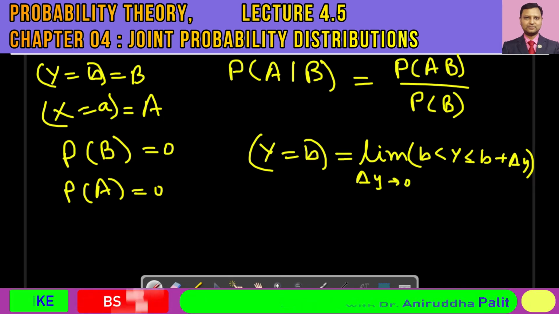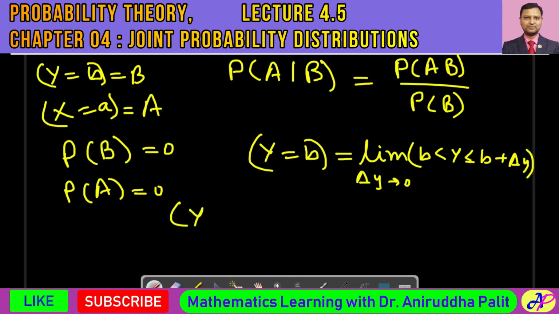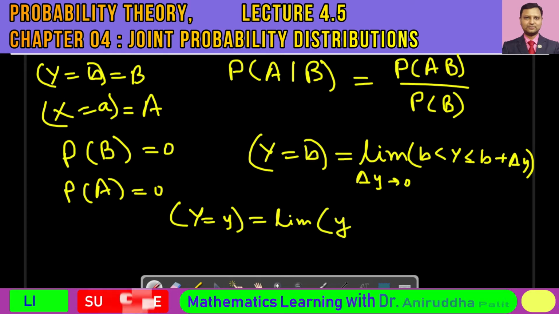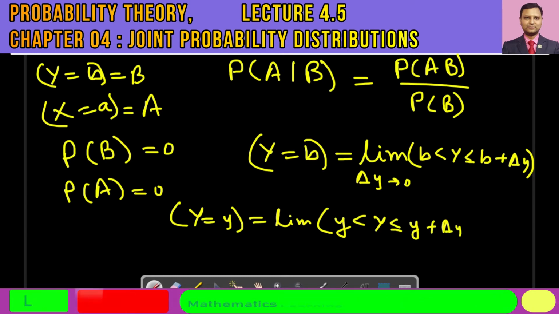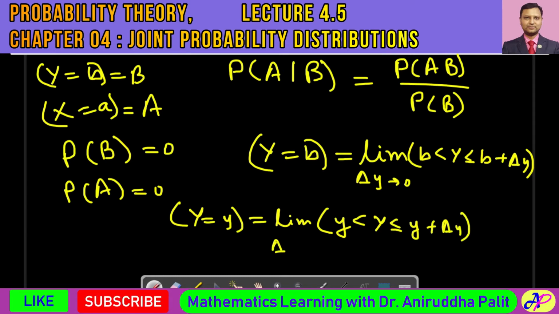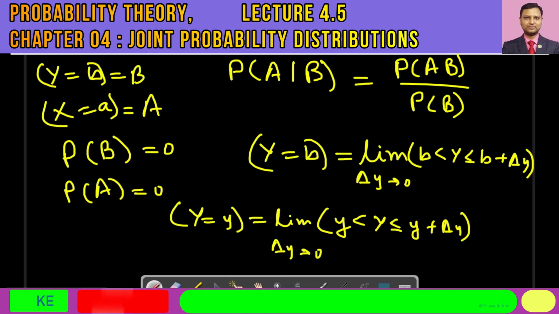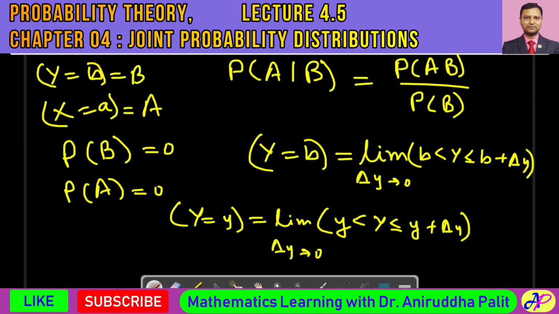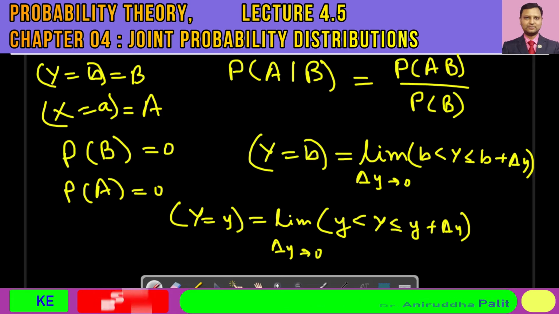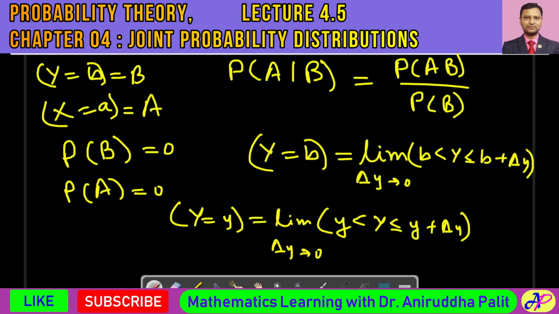In the book, it is also written in this way that capital Y is equal to small y is defined in this way, that in place of b we are just putting small y: small y less than capital Y less than or equal to small y plus delta y, with the limit that delta y tending to 0. So this is the idea that we shall consider over here.